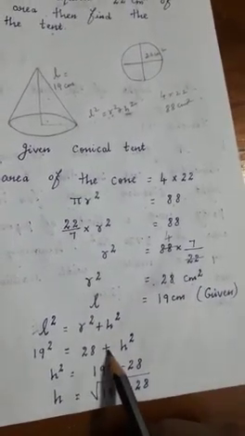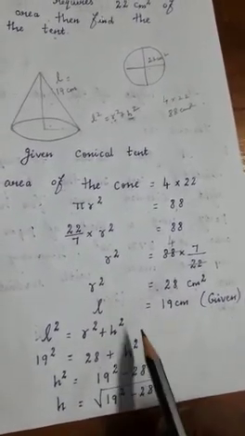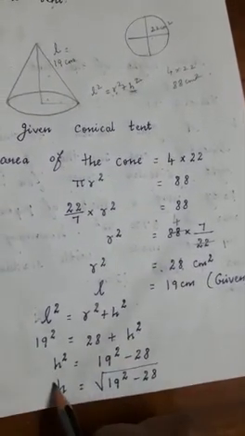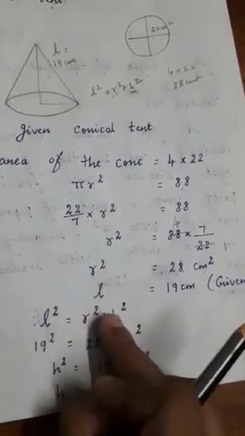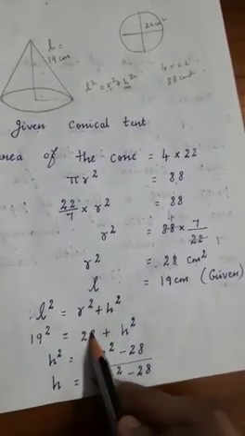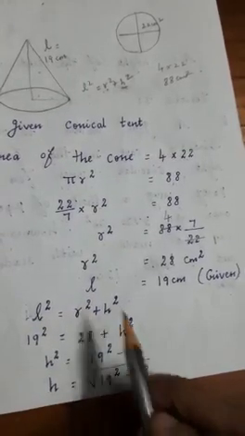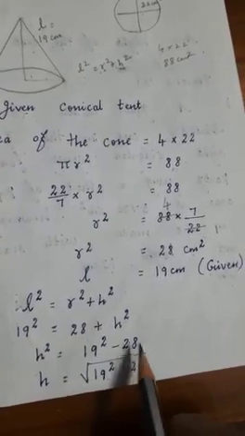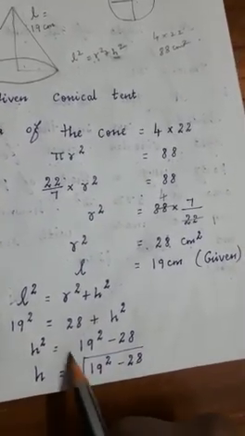So 28 plus height square. You don't know the height value, only need to find it out. So just keep it as height square. Then height square, bring it to this side, and this part bring it to the other side. Okay, so height square is equal to 19 square. This plus part, if we transpose to this side, how will it change? Minus 28. So height square is equal to 19 square minus 28, then height is equal to the square root.